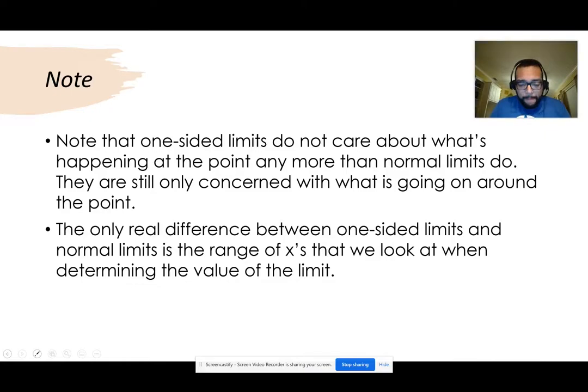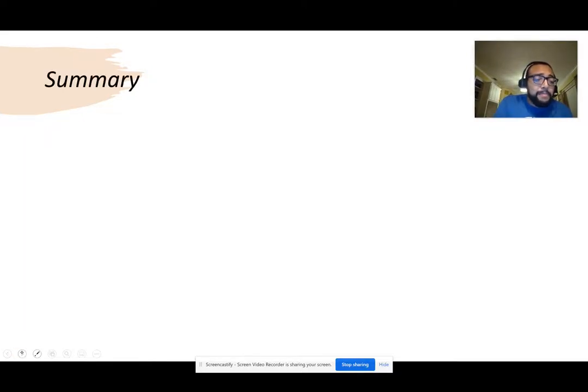Just like with the other limits, one-sided limits don't care about what's happening at the point any more than normal limits do. They're still only concerned with what's going on around the point. The biggest difference between one-sided limits and normal limits is the range of x's that we look at when determining the value of the limits. That's just about it.